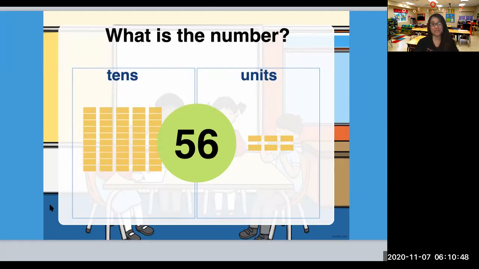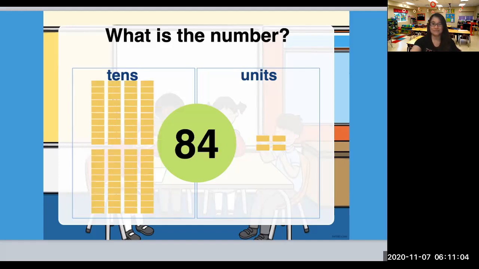How many groups of 10s do we have in this example? We have 5 groups of 10 and 6 ones. We have the number 56. How many groups of 10s do you see in this picture? We have 8 groups of 10. Remember to count those 10s in groups. And we have 4 ones. We put them together. We have the number 84.